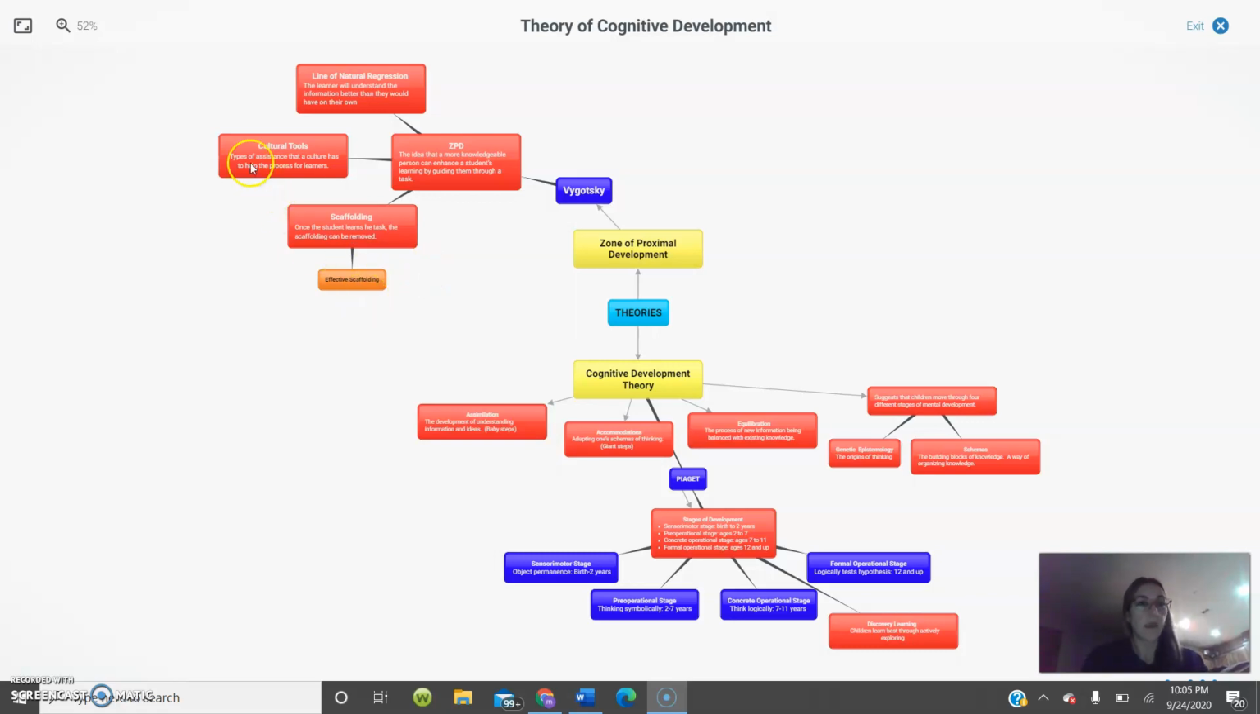And last, we have the line of natural regression. And this is where the learner will understand the information better than they would have on their own. So with all this additional support.